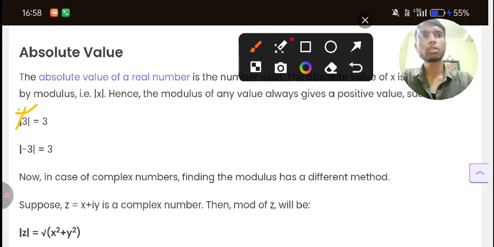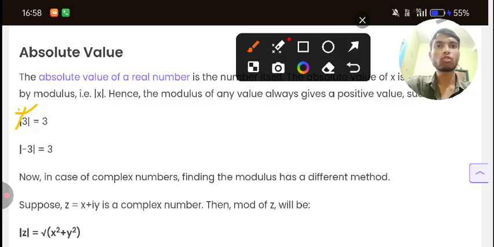Now in the case of a complex number, finding the modulus has a different method. Suppose z is equal to x plus iy, a complex number, then the mod of z will be what? Same as it, because in z we don't have a negative.